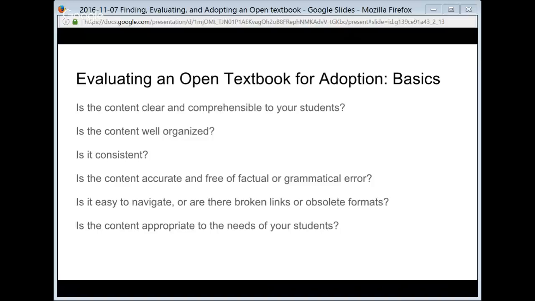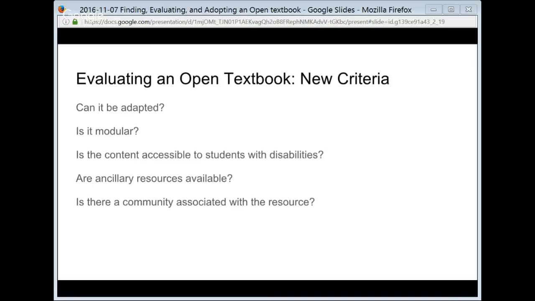And then, as books specifically, what kinds of additional criteria might you think about? Can it be adapted to suit your needs according to the license? So again, going back to the license at which it's shared. And is it modular? I think the importance of modularity depends on what you want to do with the text. A good textbook is going to chunk material into manageable sections, and it is going to follow a hierarchical rule. Students learn foundational knowledge first and build upon that. But if you're looking to remix the text, you want to make sure the modularity it offers is sufficient to allow you to do that.